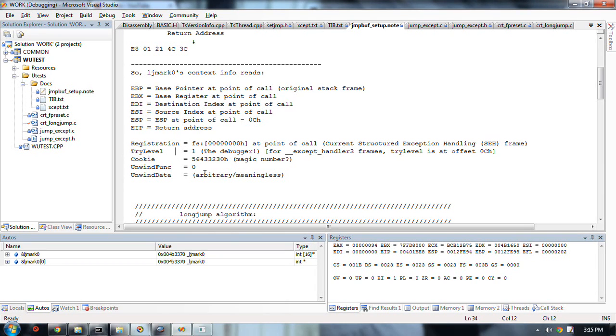Now, FS0 is something that they've just called registration. There's a reason for that.